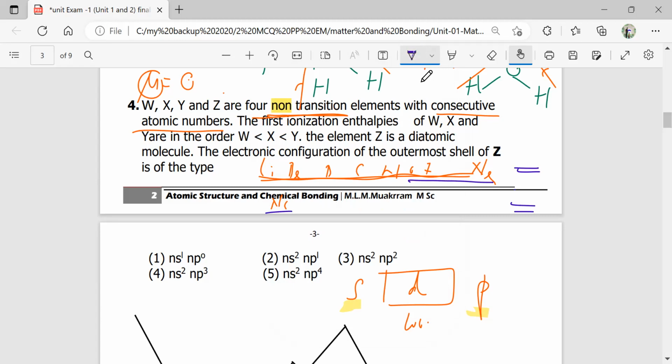So, consecutive atomic numbers. The first ionization enthalpies of W, X, and Y are the only 3 provided, but it gradually increases. We'll plot a graph and see how to understand this issue.